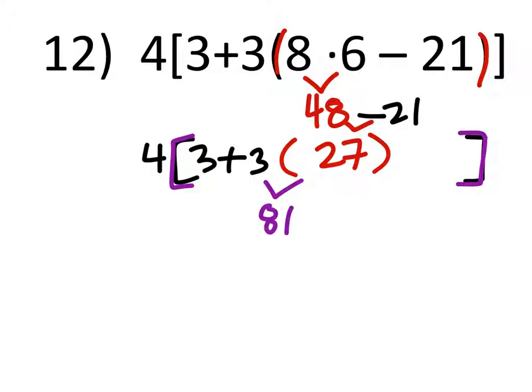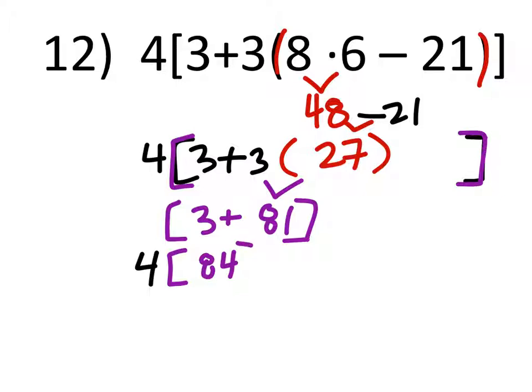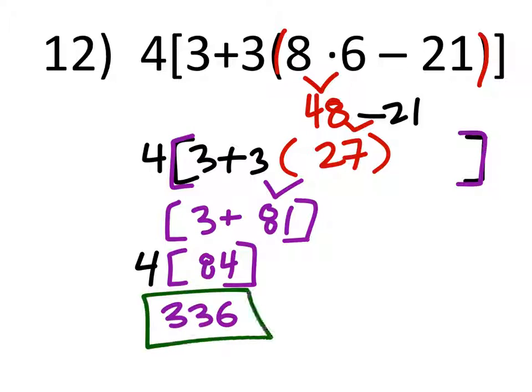81, yeah. I've got the 3 plus that 81, which would be 84. Now again, we look at the 4 times the 84, so we should get 336 on that. Right, 84 times 4, 16, carry the 1, 32, 33. Bam.